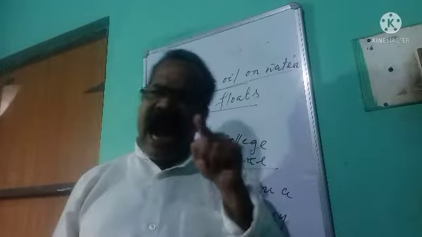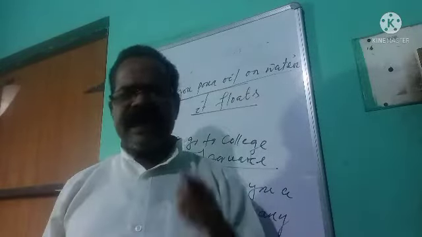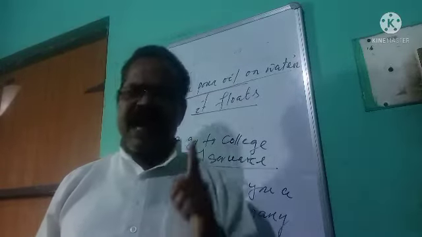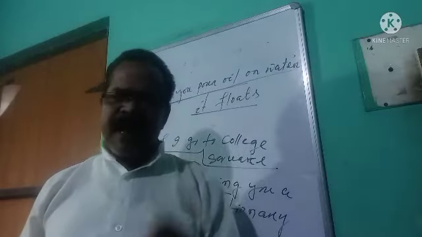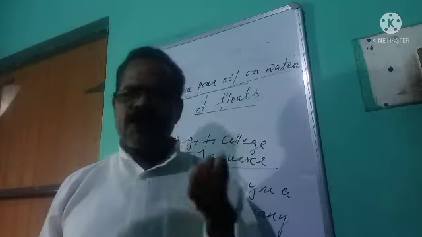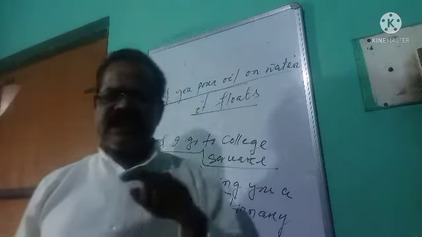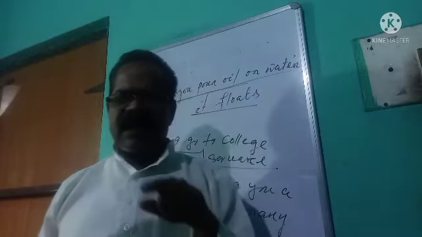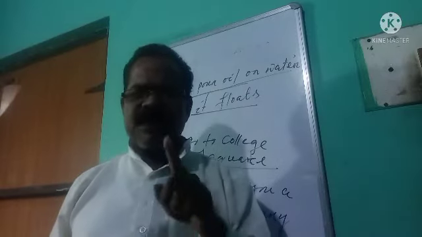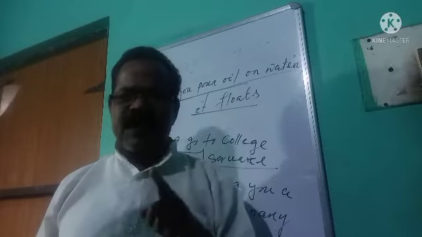If I had had money, I would have helped you. Means in type 3, your if clause becomes past perfect and main clause becomes subject plus would or could plus have plus verb 3. Students, these are the examples and explanation of conditional clause type 0, type 1, type 2, type 3.